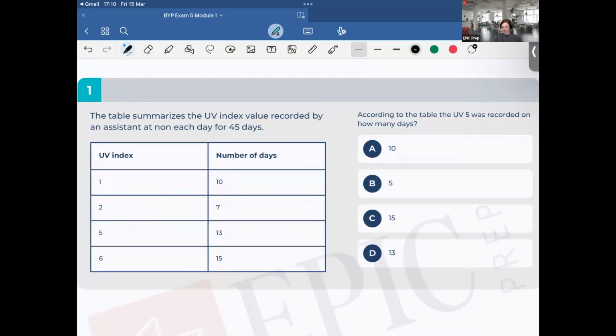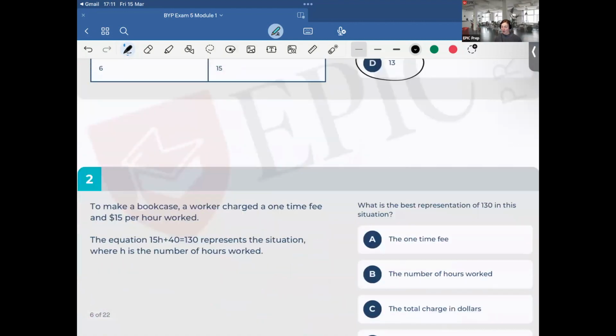Okay, so number 1, it says the table summarizes the UV index value recorded by an assistant at noon each day for 45 days. According to the table, the UV5 was recorded on how many days? So UV5, 13 days. Literally that easy. The first 2 questions usually are.